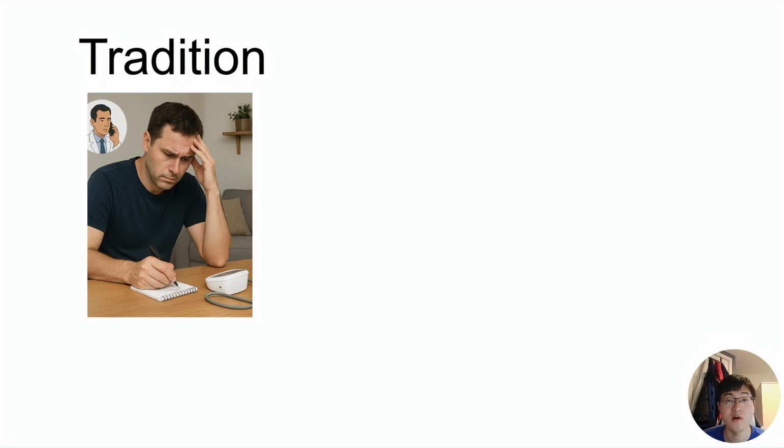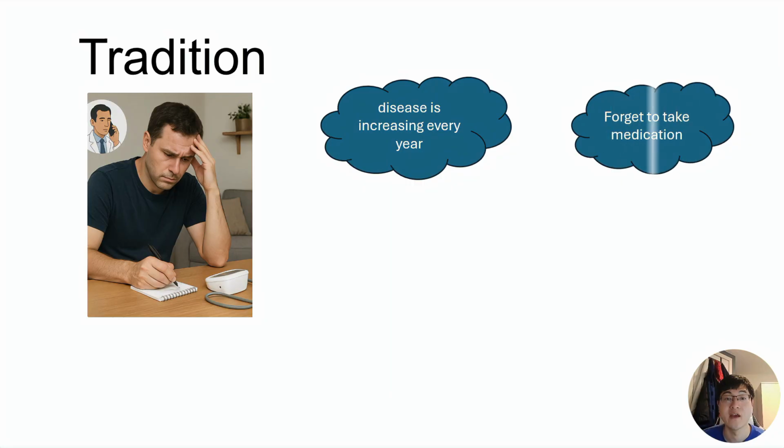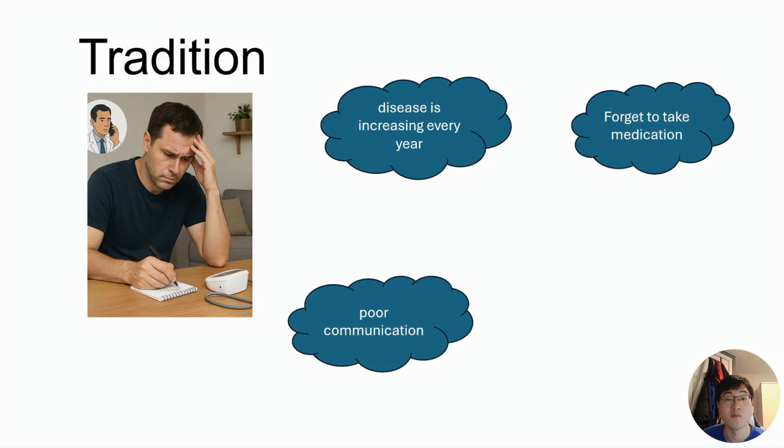In the traditional approach to chronic disease management, patients often rely on pen and paper records and sporadic communication to keep track of health management. There are many problems with this approach. Disease incidence is increasing year by year but is hard to track. Patients often forget to take their medication on time. Communication is inefficient. It cannot be recorded well and is difficult to count.